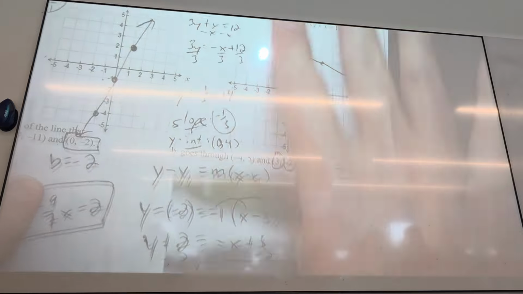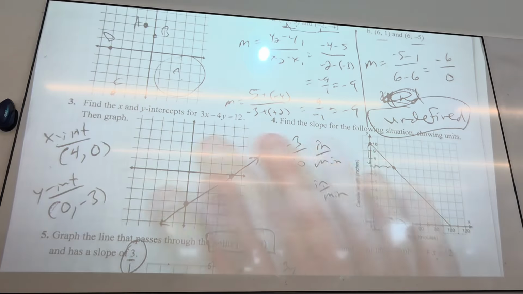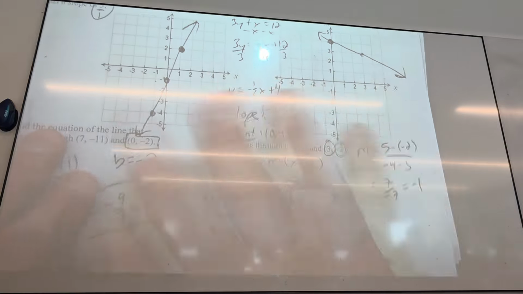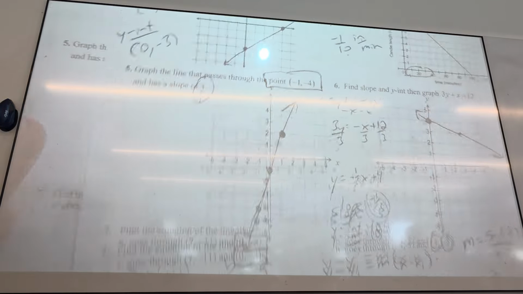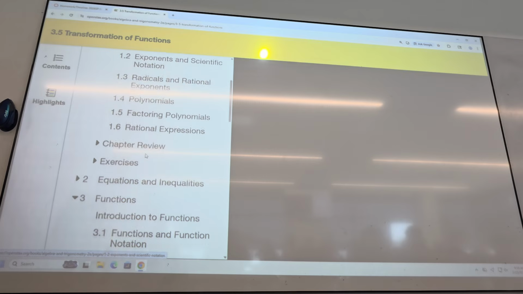Is everybody semi-decent with all this stuff? I'm hoping a decent chunk of this was review, but sometimes with the details it gets lost. So here's what I want to do with the little bit of time I have left. We just finished... no we didn't. I'm lying to you. I do have one more thing in chapter 4 to talk about.